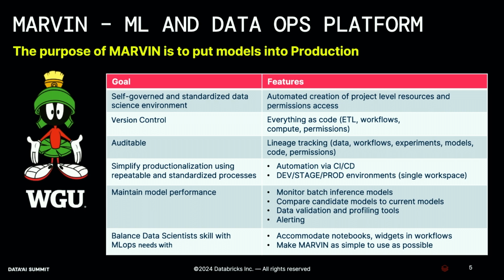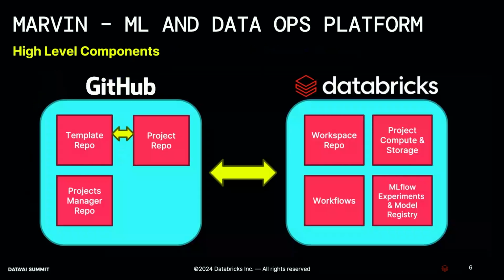So if anything breaks, we know that it's broken and we can fix it. And then finally, we knew we had to balance the skill sets of our data scientists with what the MLOps needs were. So making things as simple as possible, using notebooks, widgets and workflows, things along those lines, tools that our data scientists were already using, so we're not asking them to completely change everything that they're doing.